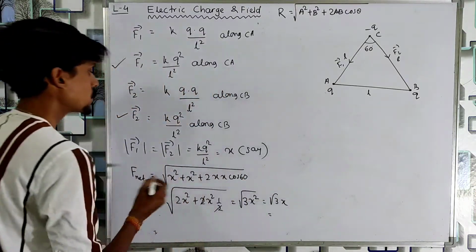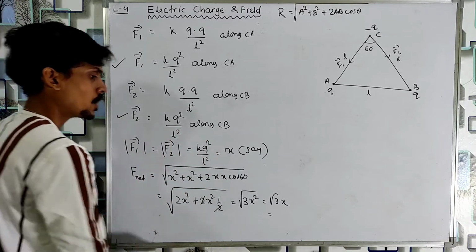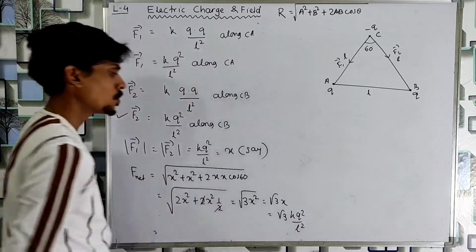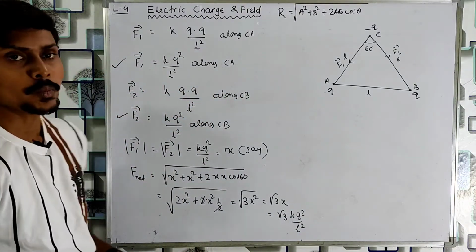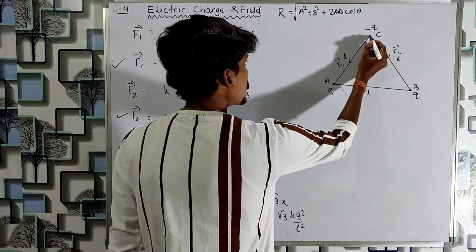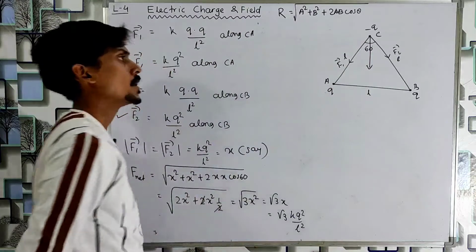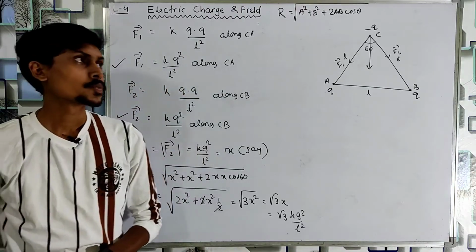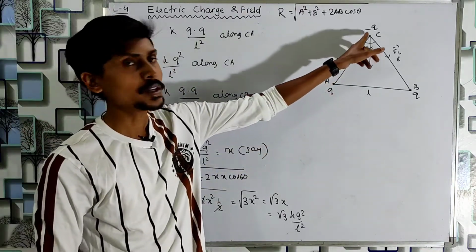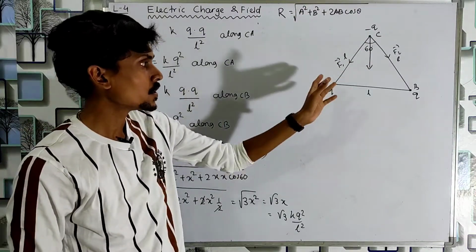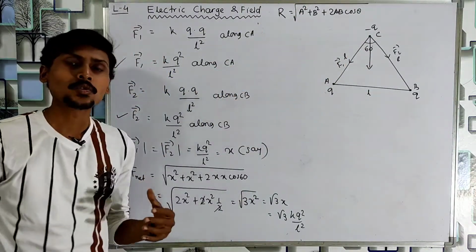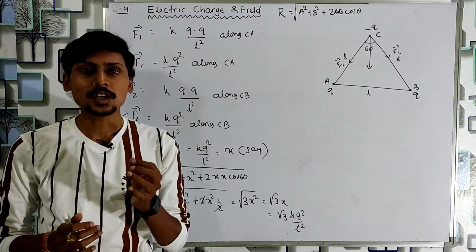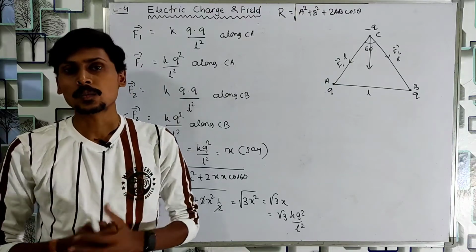And what is X? X is this value, KQ square by L square. So the magnitude of the resultant force is root 3 KQ square by L square. And what will be its direction? The direction of the resultant force will be in this direction. Is that clear? So using the principle of superposition, we calculated the force on the charge minus Q in this system having 3 charges. In this way you can use the principle of superposition to calculate the total force on a given charge in a system having multiple charges.